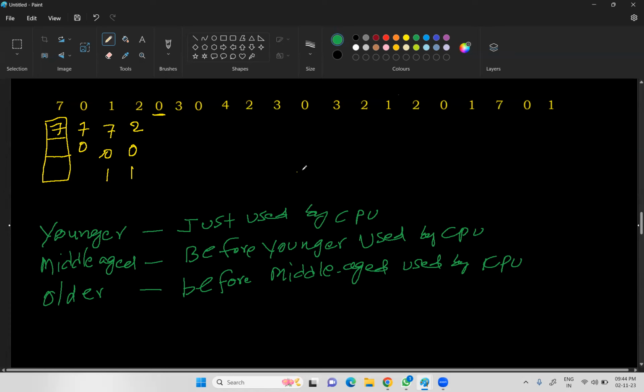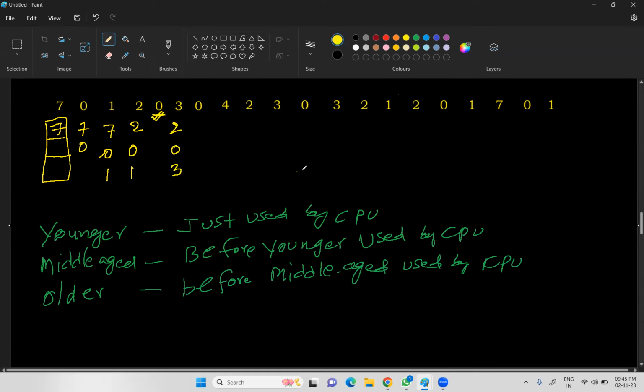Now you can see 0 is already available. 0 is already available with you. Now wanted to replace 3 with which kind of thing here in the sense? 0 is younger, 2 is middle aged, and 1 is older. 1 is older because 0 was just utilized. You can see this one, just it is being utilized. 2 before 0 was utilized. 1 is very long back it is used. So therefore 2, 0, 3.